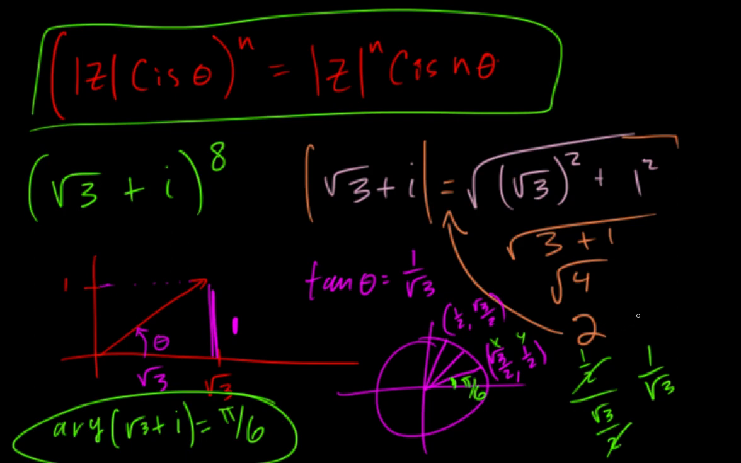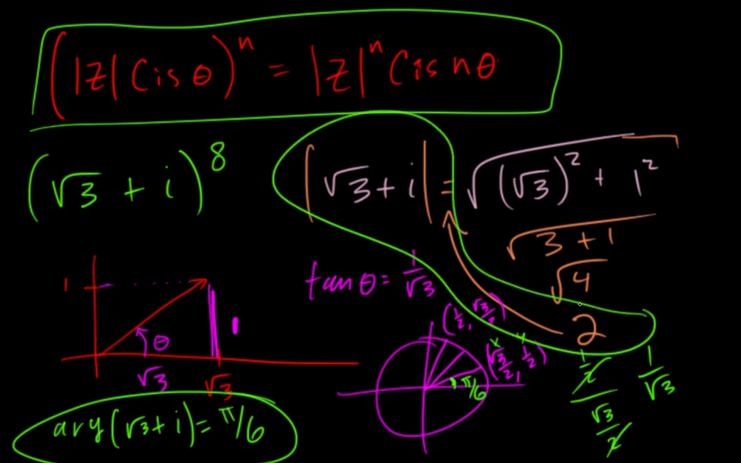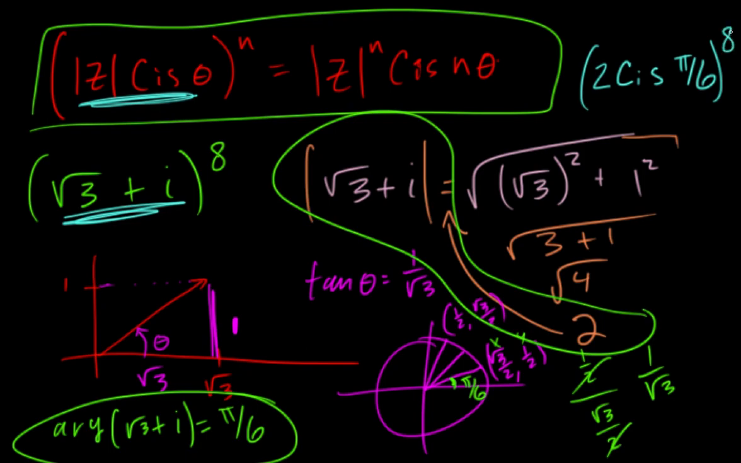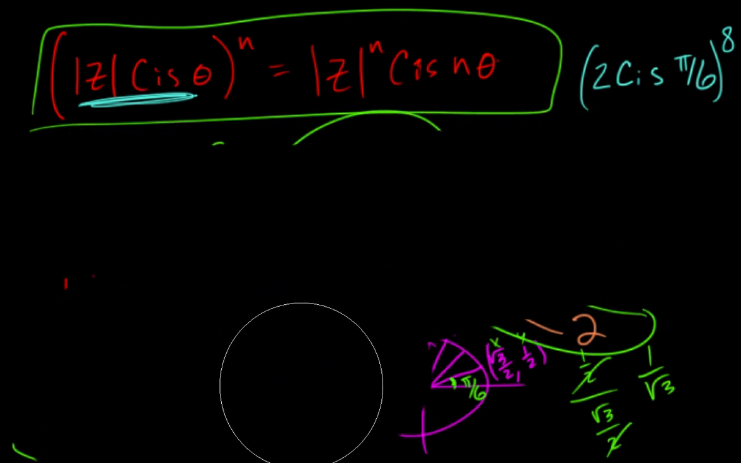So we have the argument, we have the modulus of those different pieces, and so we could write this as 2 cis pi/6. Now once again, that's just equal to the inside of this, not including the 8. Now we have something that looks like this, and so if we raise this to the 8, now it looks like the left side of what we're doing.